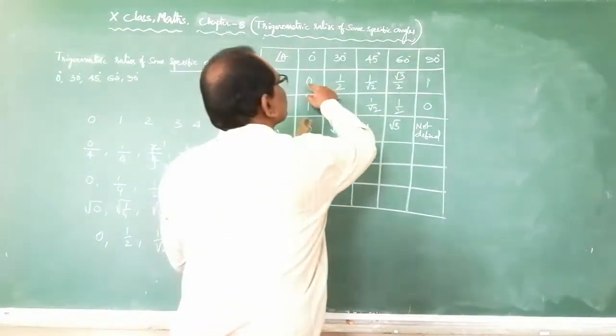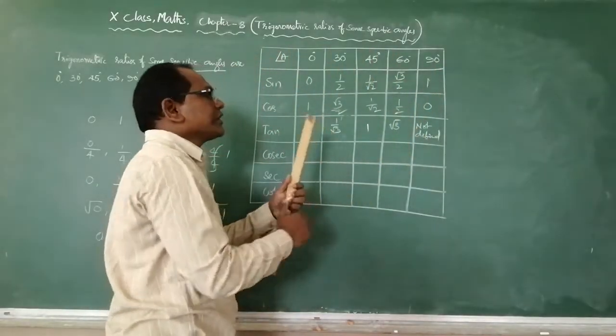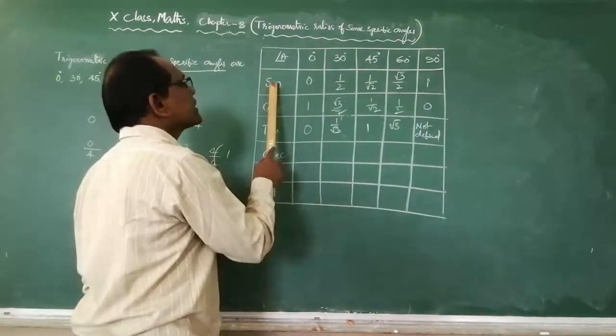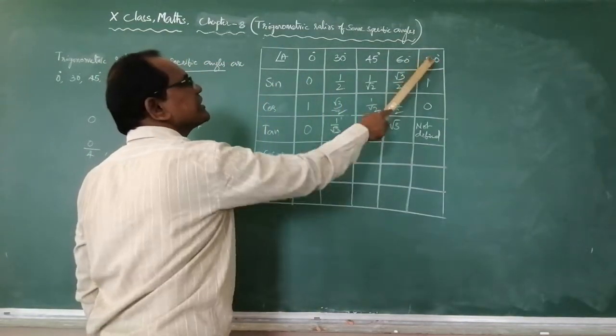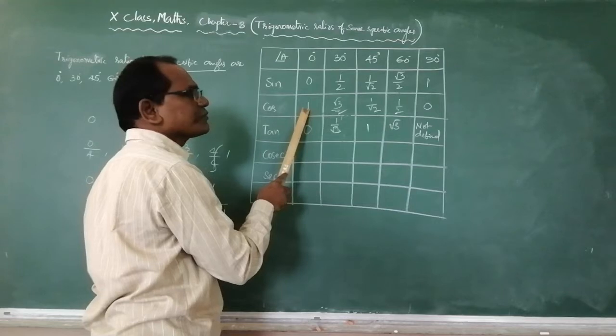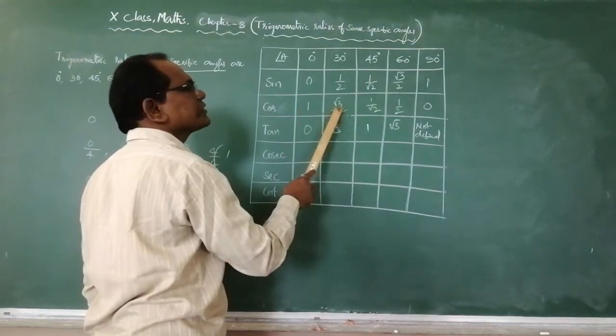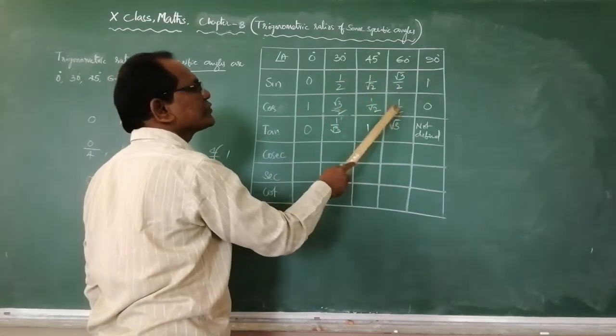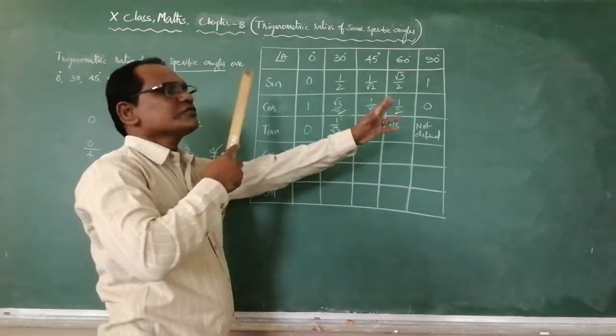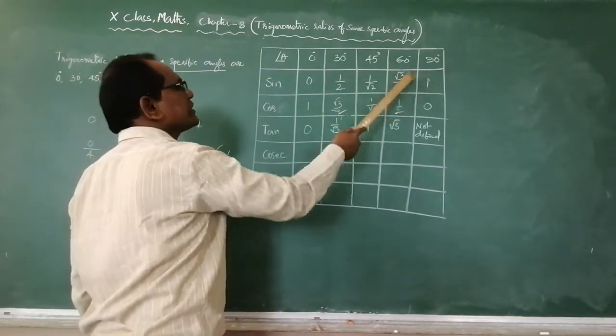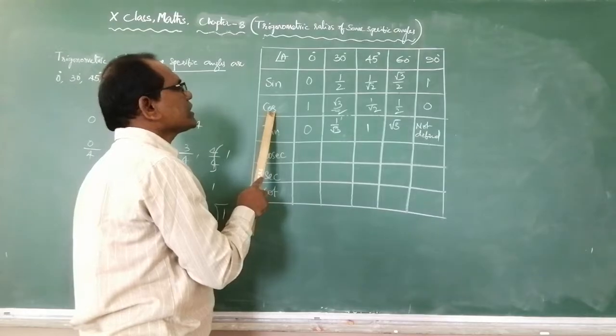Then we have to write down these 5 values in the alternate, reverse order. Alternate means sine 90 value, how much is it? Sine 90 is 1, so we have to write here cos 0. Next root 3 by 2, 1 by root 2, 1 by 2, 0. That means we have to write in reverse order. That is how we are going to get the cos values.